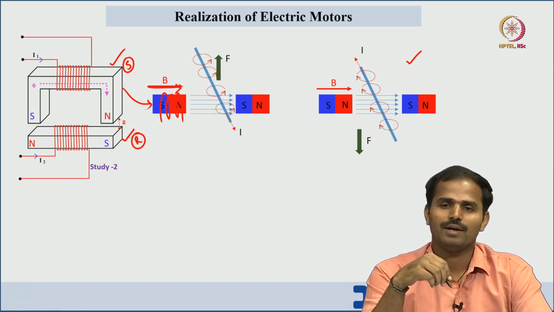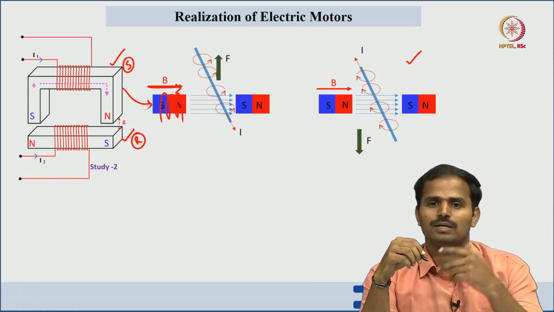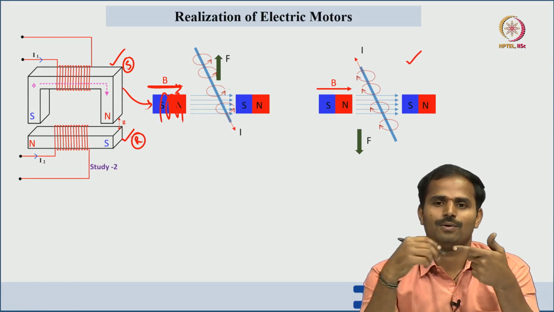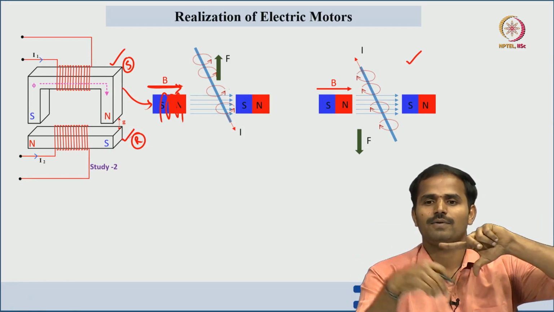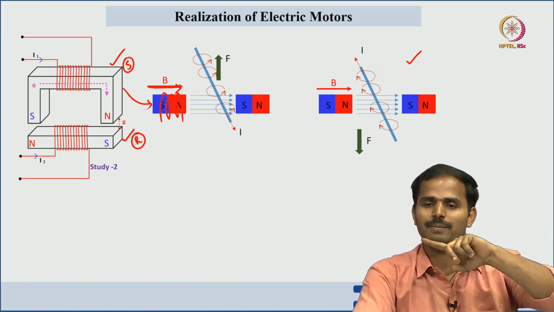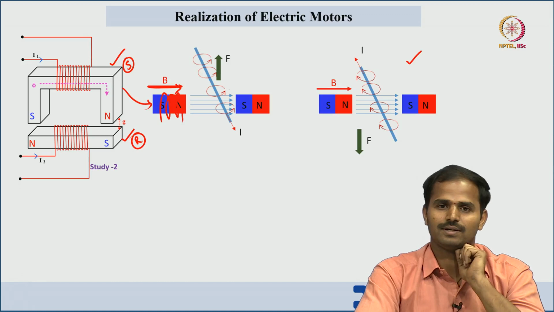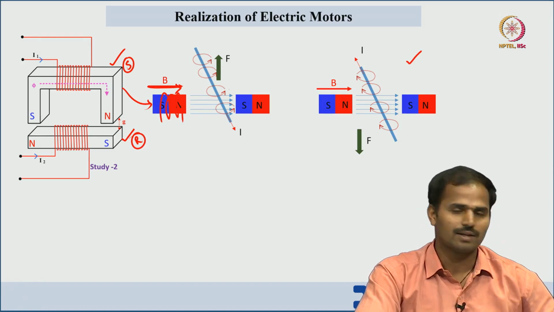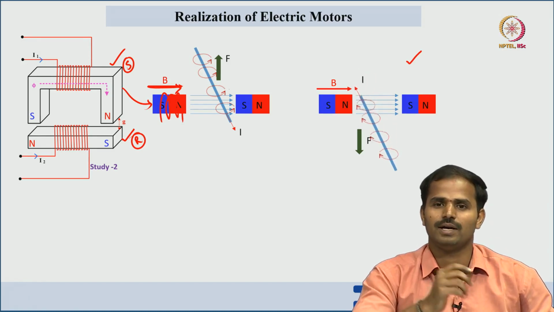Now what will happen? Apply Fleming's left hand thumb rule, just the current is reversed. That means the force will be in the downward direction. Fields are in the same direction, but the current is reversed, then the force also will reverse, right? That force we can see here, it is coming down.